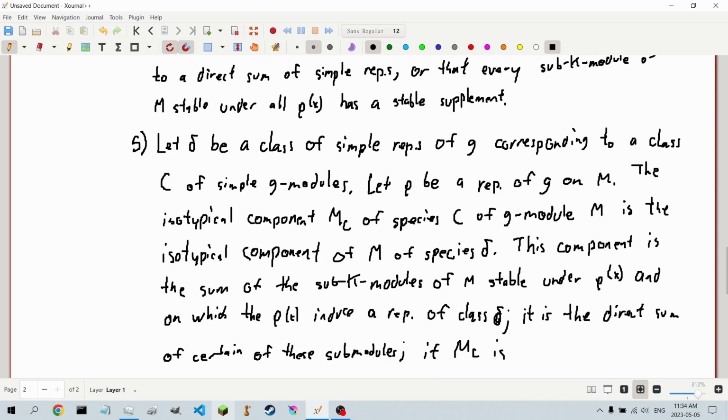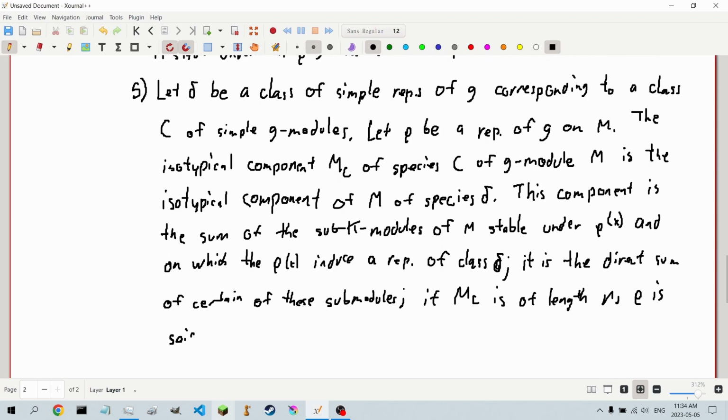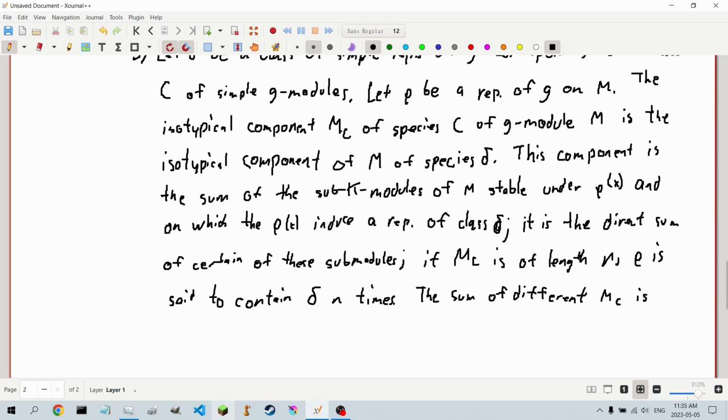If MC is of length n, then rho is said to contain delta n times. The sum of the different MC is direct, being equal to M if and only if rho is semi-simple.